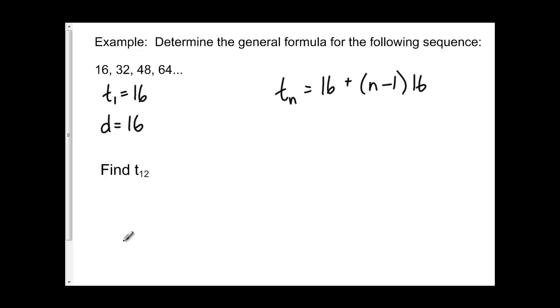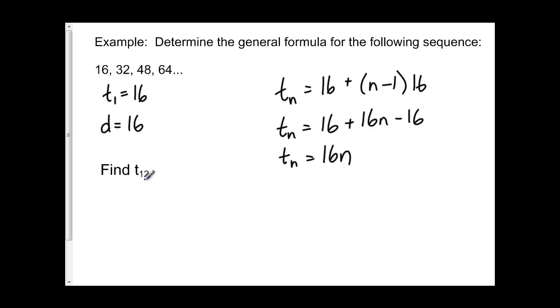Now I only want this for a general formula, so I'm going to keep my n the way it is. So I get Tn equals 16. Now if I use the distributive property to get rid of those brackets, I get 16n minus 16, which simplifies. 16 minus 16 is just going to give me 16n. So the general formula for this equation is just Tn equals 16n.